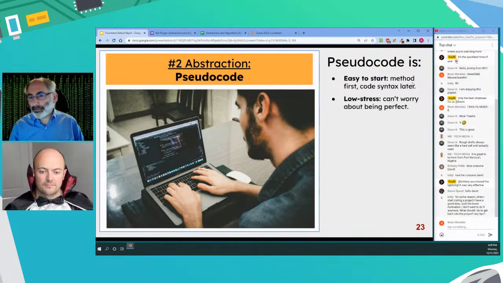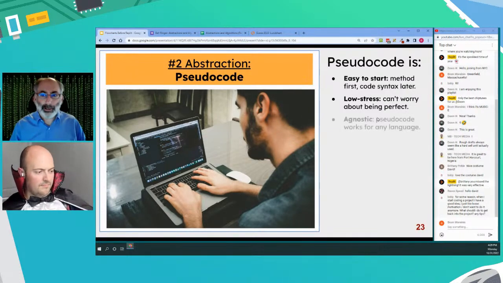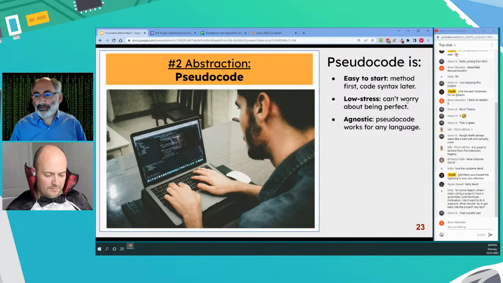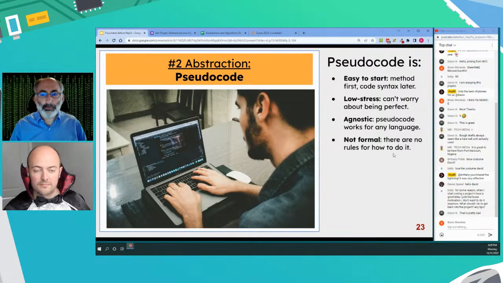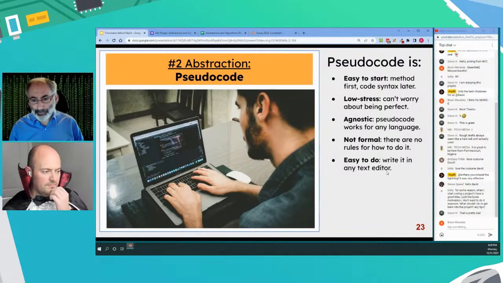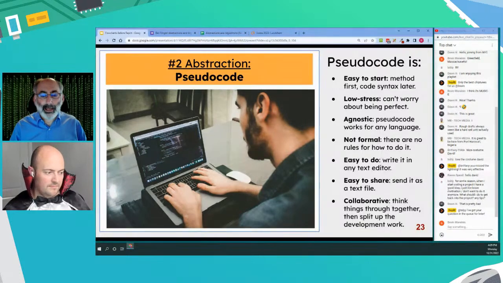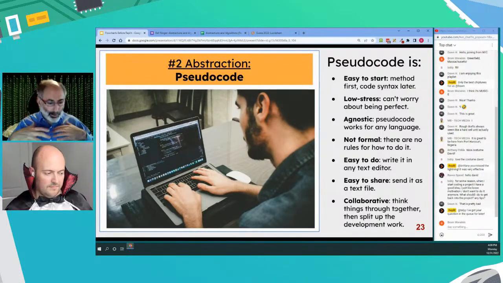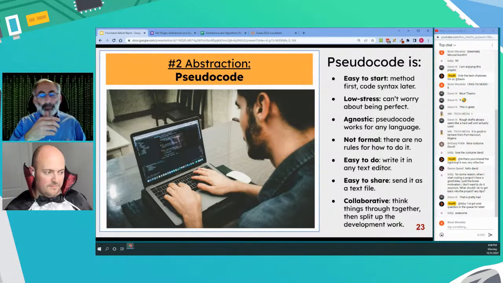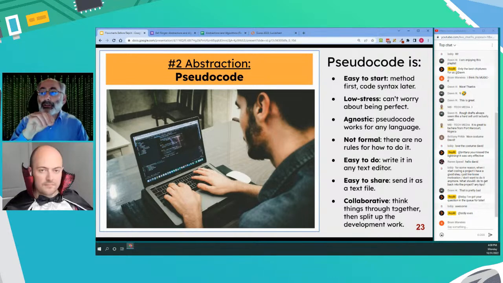So pseudocode is easy to start with. You're just trying to say, what's the method I'm trying to do? You code the syntax later. It's low stress. You don't care about it being perfect. And of course, it's high stress if they're testing you on it, which is bad. Works for any language. It's not formal. There are no rules for how to do it, although there are conventions that teachers teach their kids, which I will show some of mine. Easy to do, easy to share, and it's collaborative because different people can be pseudocoding together. It doesn't break what I'm doing to have you pseudocoding on the same document, if you're pseudocoding a different function in that document.